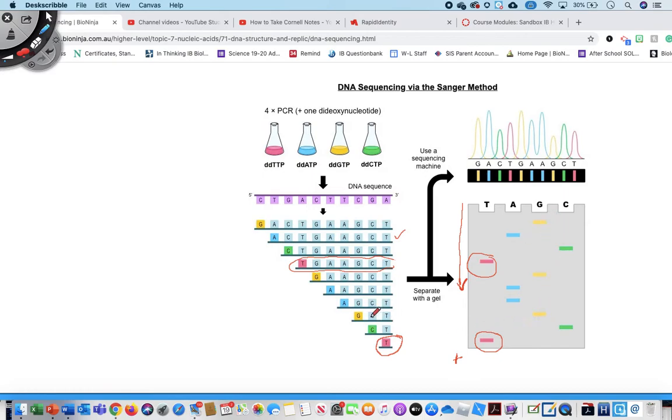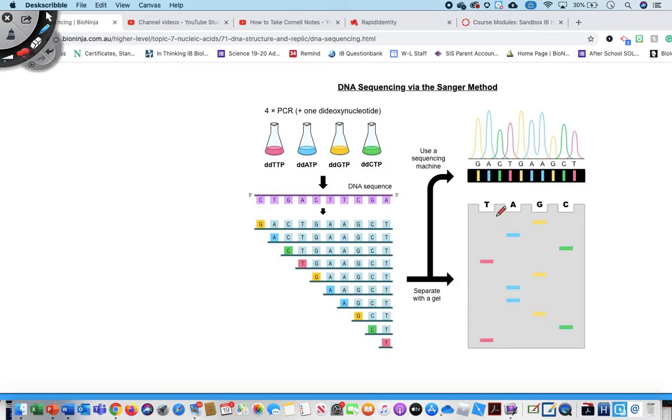Here are my three fragments for G. 1, 2, 3. This one's a very long fragment here, so it can't travel far at all. This one travels midway, and this one is a very short fragment here, and it travels kind of fast. And then we have two fragments here for C: here's one fragment, and here's one fragment. Of course, this one's smaller, travels faster than this one that's larger, okay? So now I've separated all of my fragments in the gel.